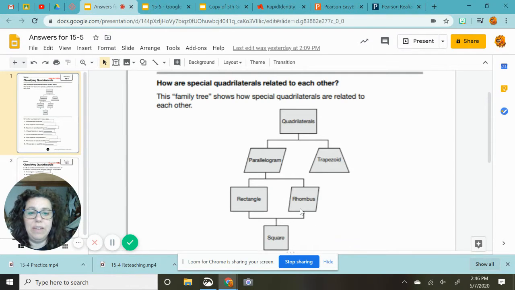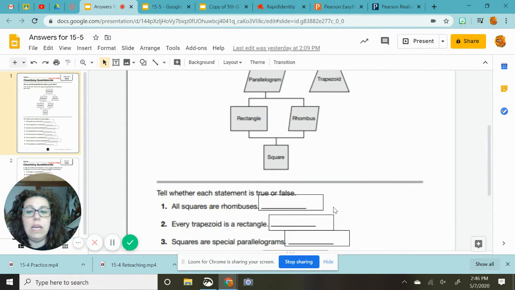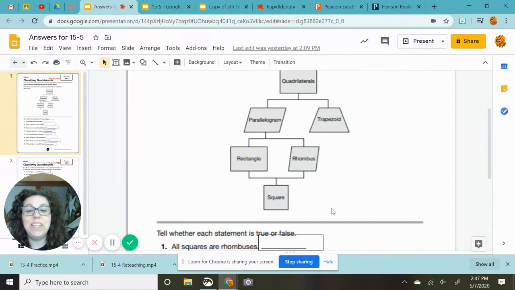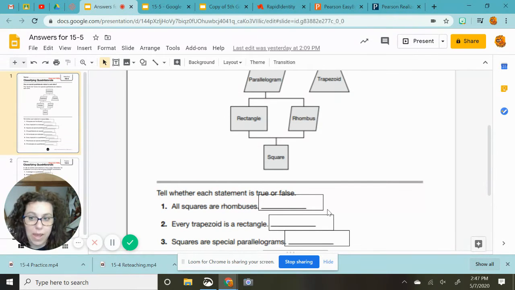It's just a different way of showing how the shapes are related based on their attributes. So we are going to attempt this, and I know you're going to be a little confused, and that's okay, because it is a confusing way of thinking about it.